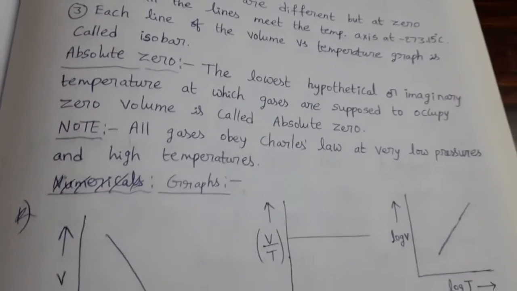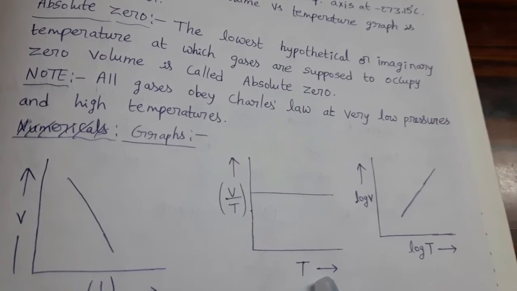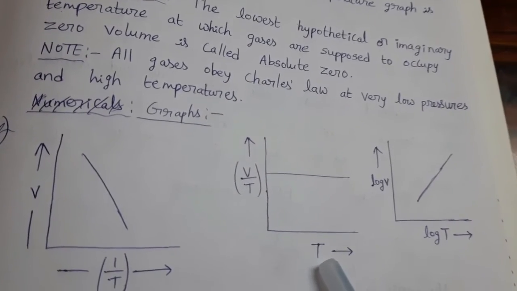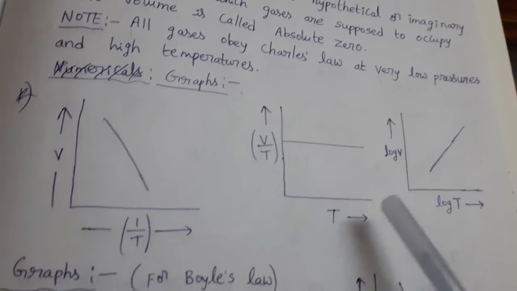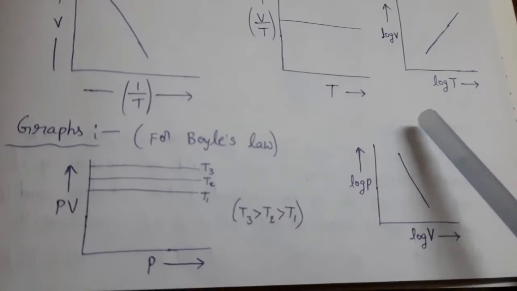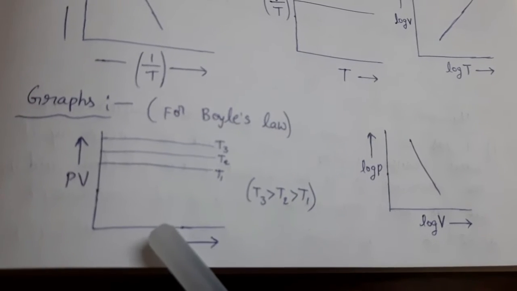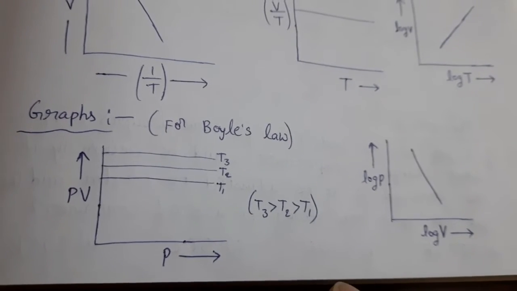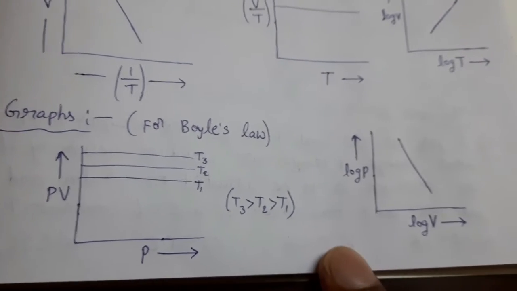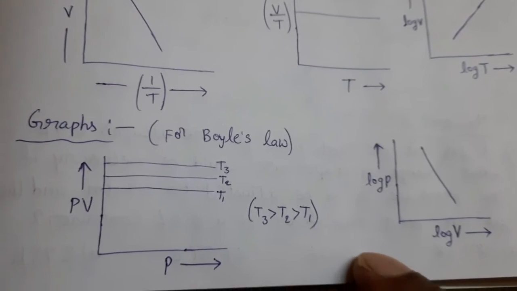Sometimes they may ask like this: which of the following represents Charles law? Which graph represents Charles law? Okay. Next, Boyle's law. Graphs related to Boyle's law. In last class we completed two graphs related to Boyle's law. Now see the remaining types.